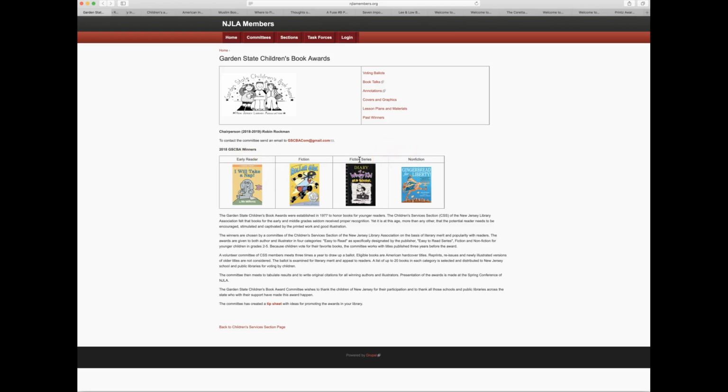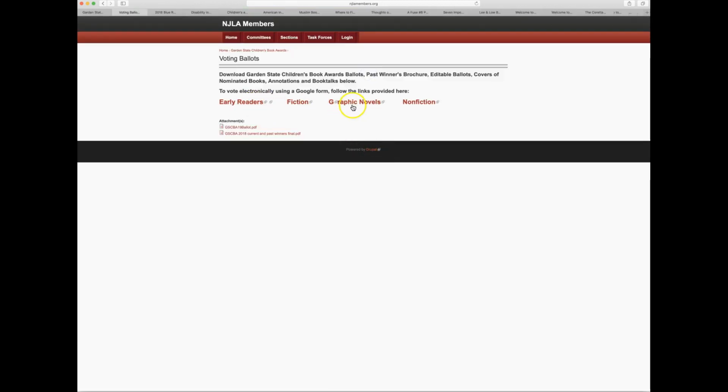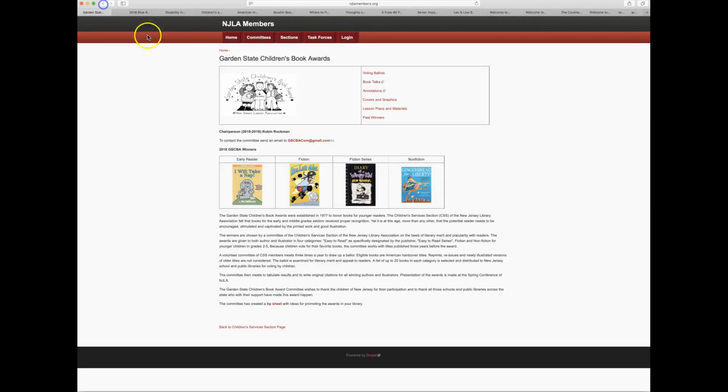The series books have kind of changed from early reader. It used to be Cynthia Rylant won every year, so they had a different series category for her. Fiction series were big, and now graphic novels have become big. I think it was graphic novels that we put there. So what happens with these is once a group of librarians get together and come up with the list, then we create a ballot.